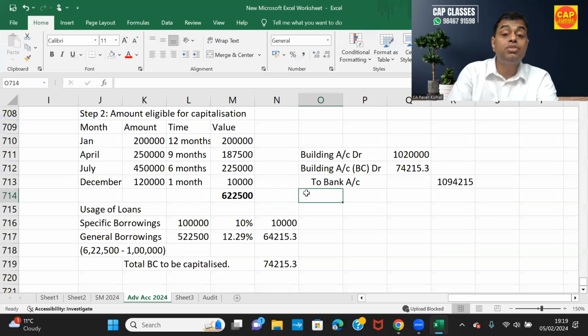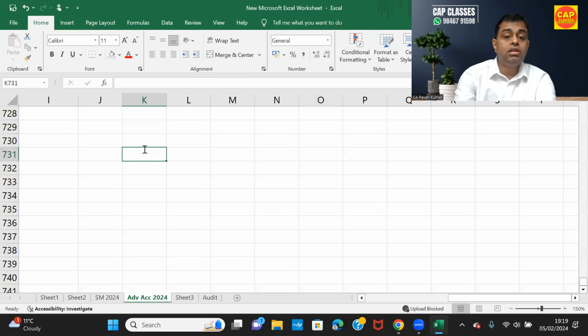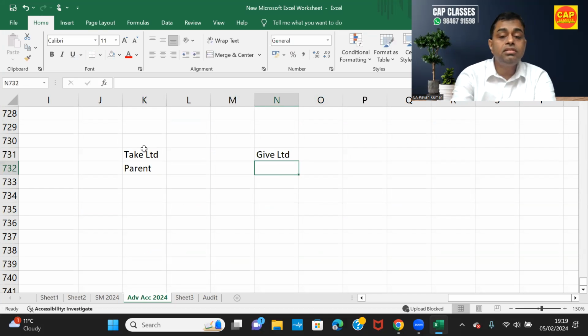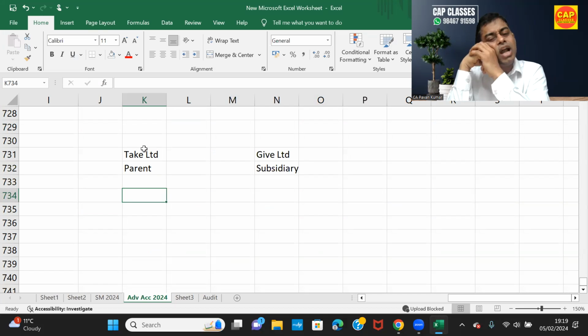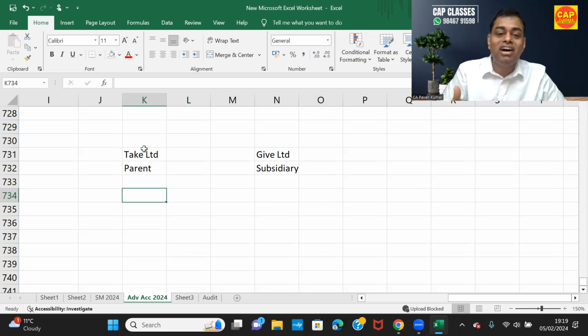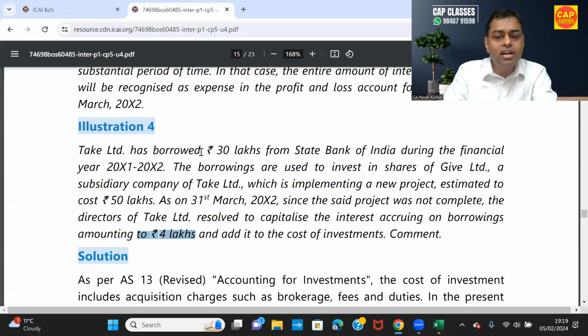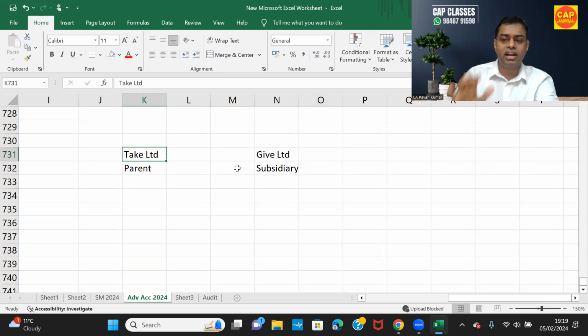Now, look here, how dangerous this question is. There are two companies, Take Limited, which is parent, Give Limited, which is subsidiary. I'm confused. Names should be in reverse, no? Parent company should be giver, subsidiary company should be taker. That is where they say don't use more brain. Take Limited is parent, Give Limited is subsidiary. If you look at your parent and you are the taker, parent is the giver. Okay, here reverse, no problem.